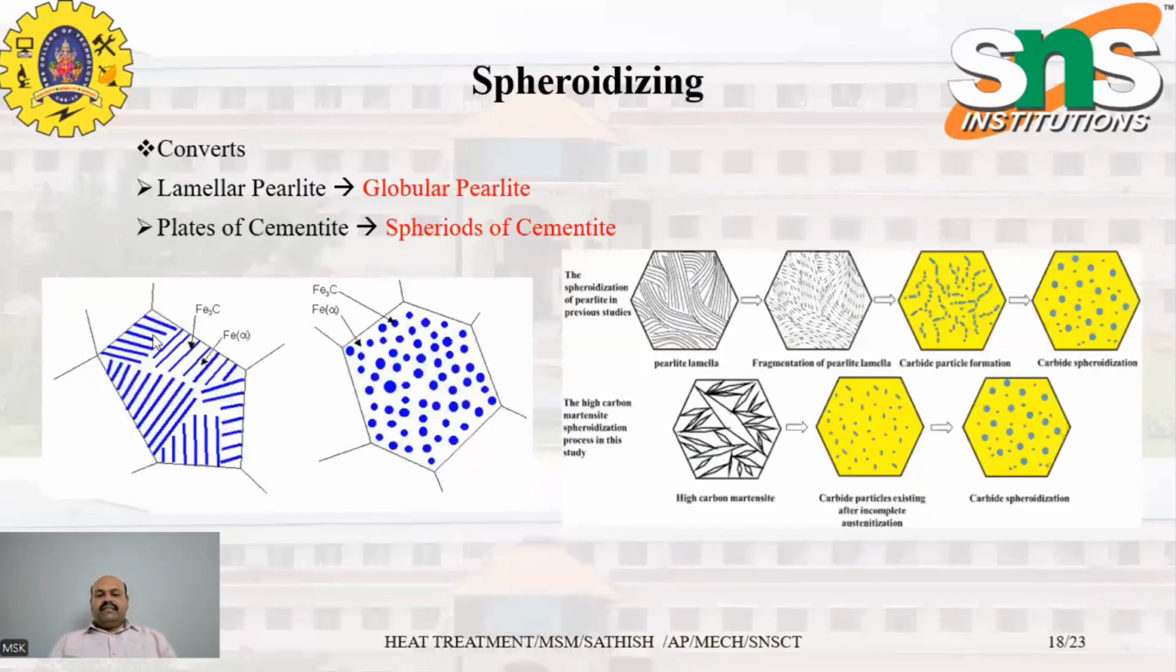So this will be the structure of iron carbide and iron. And we have a structure after spheroidizing. We are getting globules which improve machining. So here the lamellar pearlite is converted into globular pearlite, plates of cementite into spheroids of cementite.